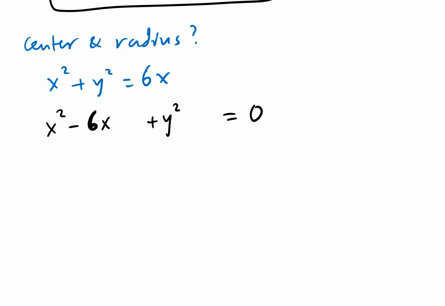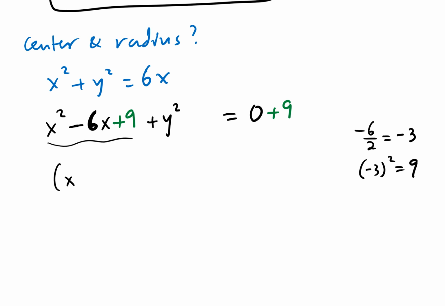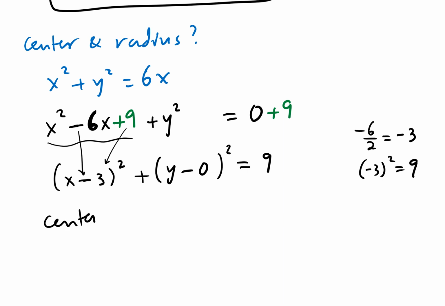We take the coefficient of x, which is -6, divided always by 2, gives us -3. And that result is always going to be squared. It gives us 9. So you add 9 here and 9 to the other side. For the y, there's nothing to be done, there's no y term. So this becomes (x minus 3) squared plus 0 equals 9. So the center is 3 comma 0, and r squared is 9, so r is 3.